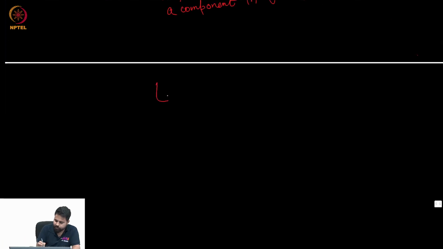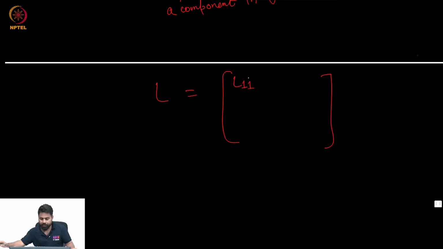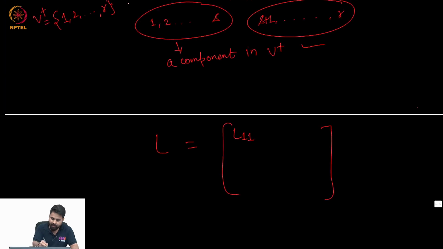Okay, so it will be something like this. The Laplacian matrix can be written as L11, which corresponds to this component. Then this component does not have any edge with the rest of the graph in V plus, so I will write 0. And then it will have connections with the rest of the vertices, that is, V minus.